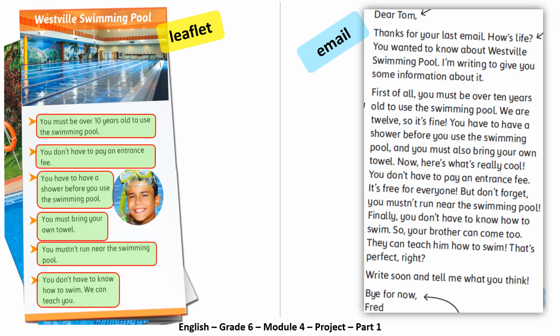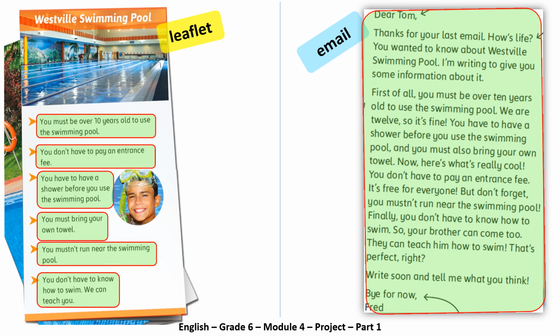As you can see, a leaflet gives the target information in bullets or separate, straightforward sentences or phrases, while an email gives the same pieces of information in a different way. Let's see how we can write an email.